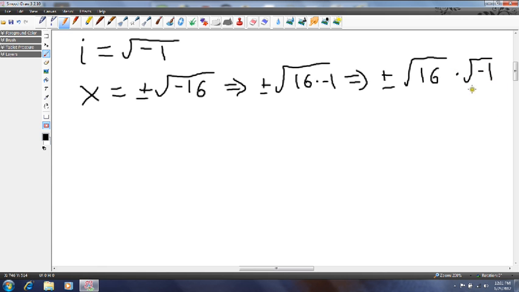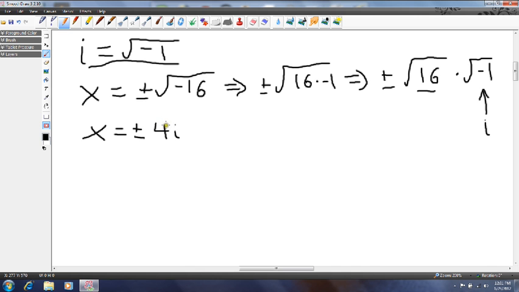So why do we do this? Because we defined i as being the square root of -1. So we can rewrite that square root of -1 simply as i. And we can simplify this square root as well. So we get our final answer as x being equal to plus or minus the square root of 16, which is 4, times i.